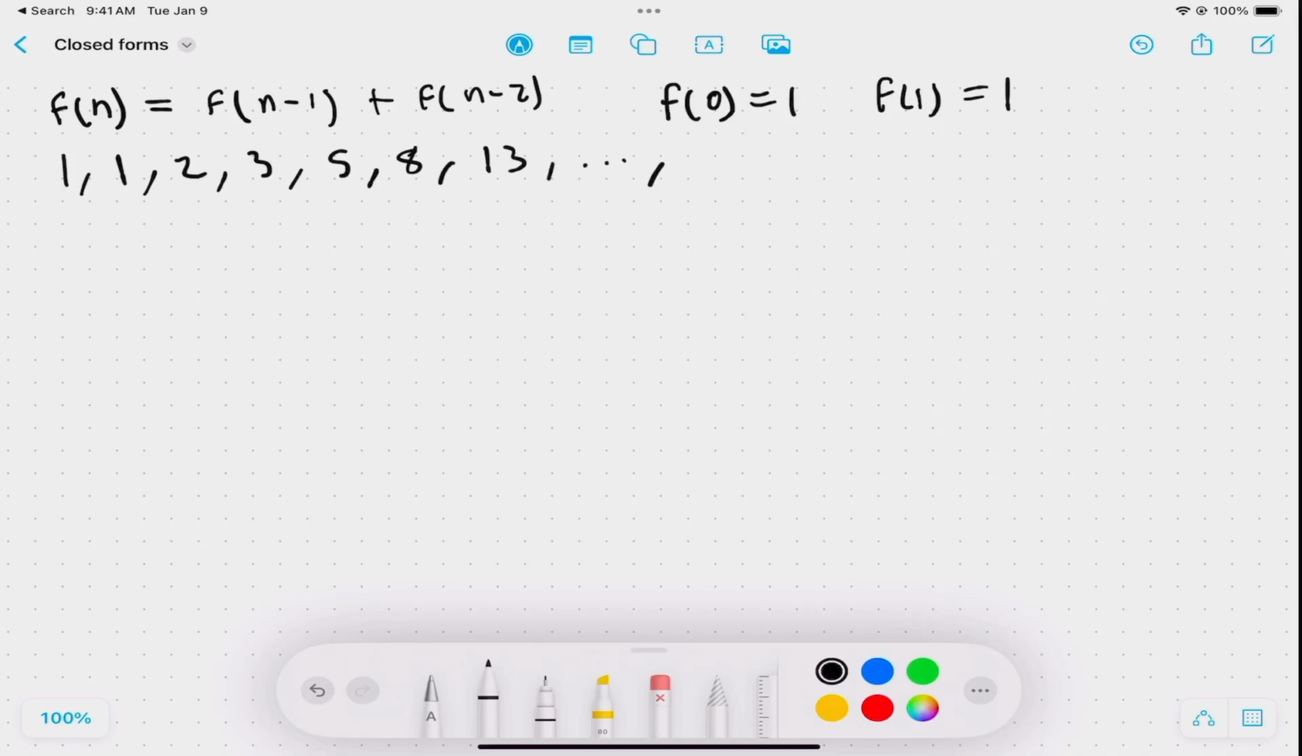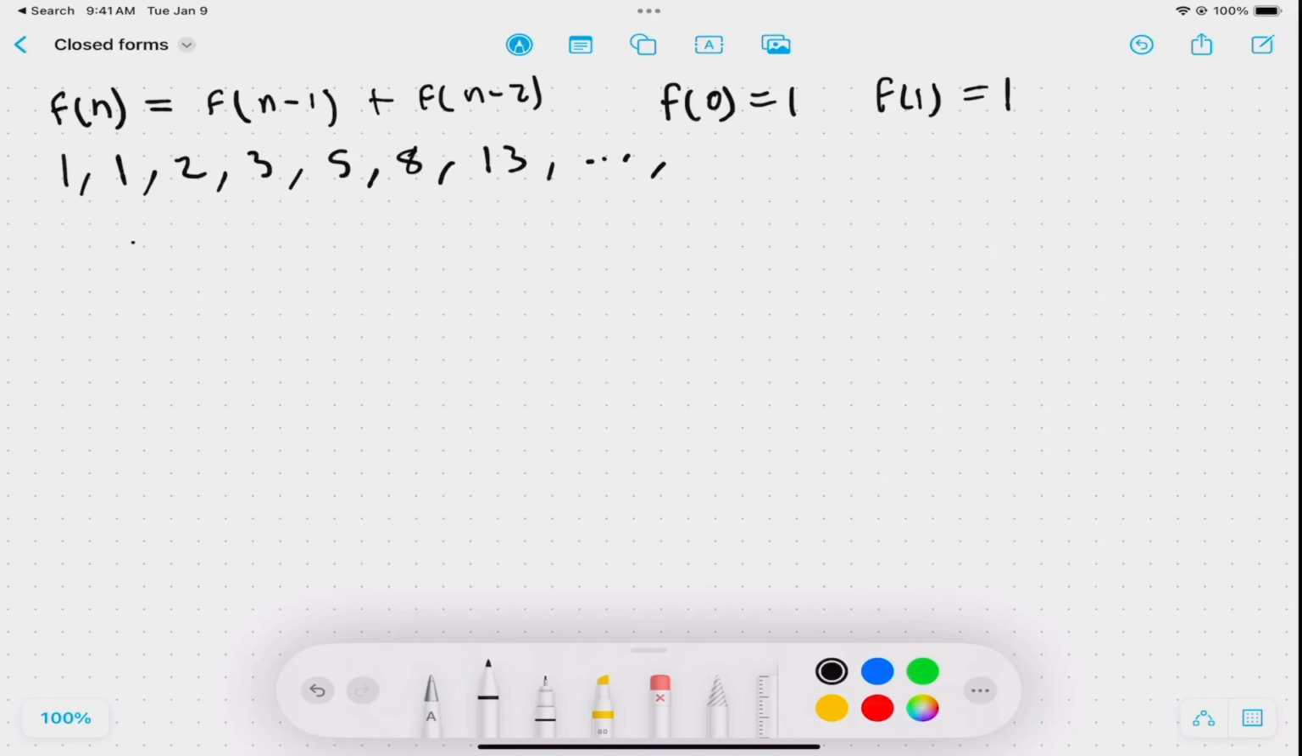But let's say we wanted to find like the millionth number. Well, there's no way to do that quickly without calculating all of the previous numbers before that. Because to find that number, we would need to know the one right before it and the one before that one. And so today, we're going to find a way that we can just plug in an n and we can get back the number that would be in the sequence at that place.